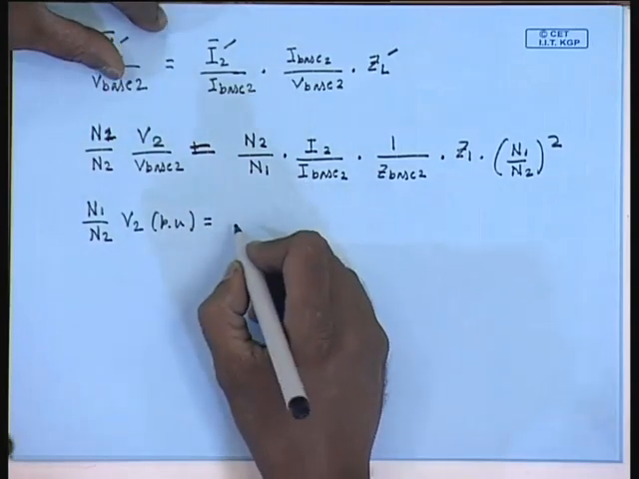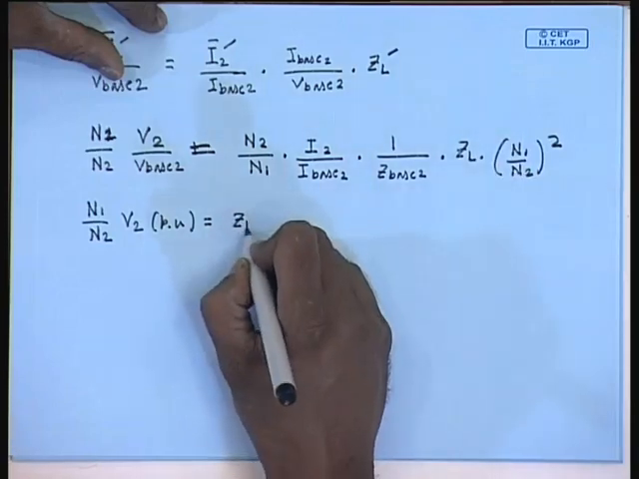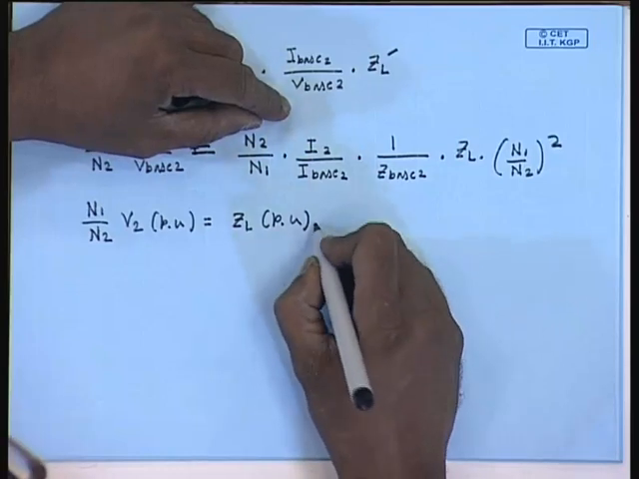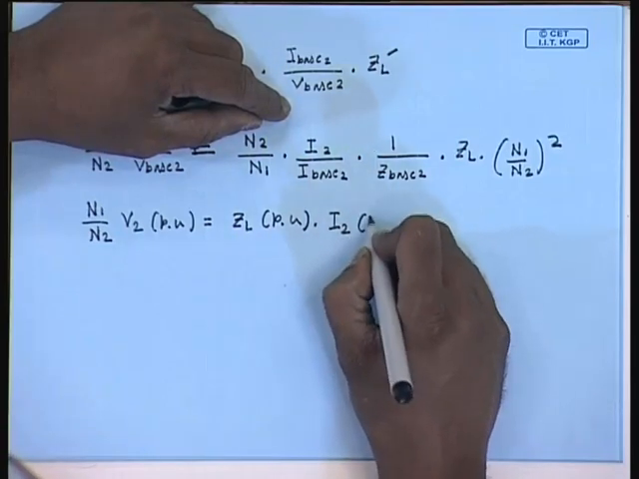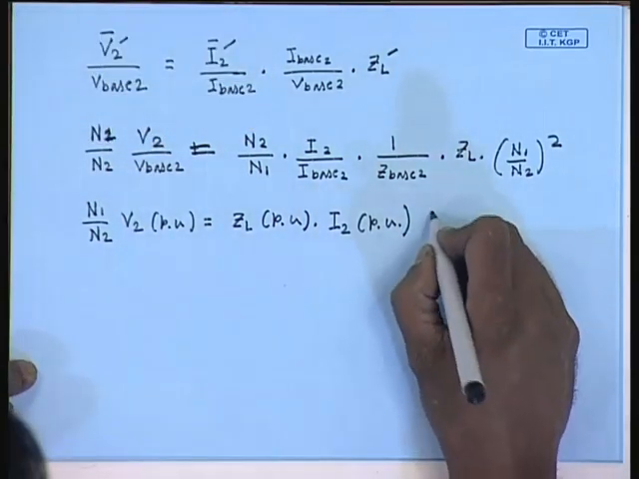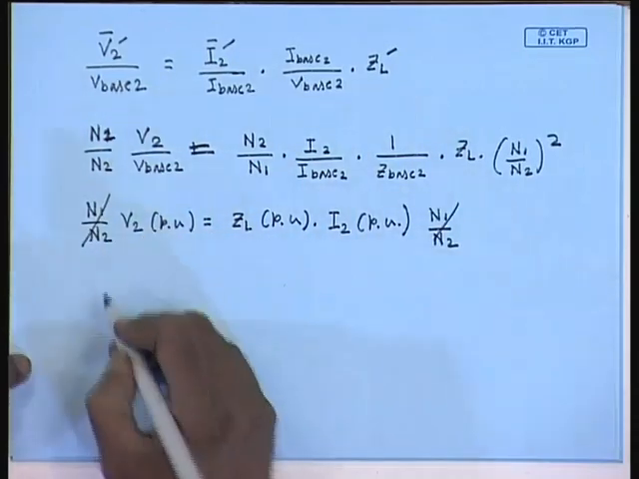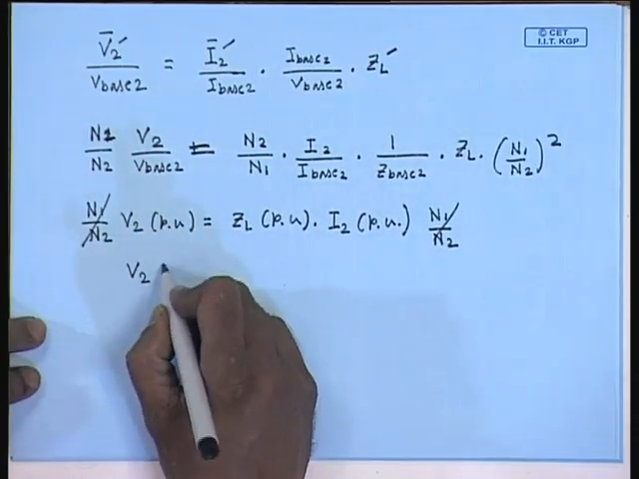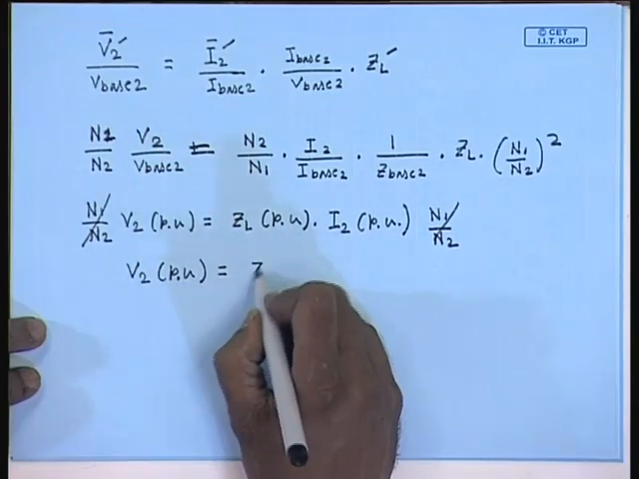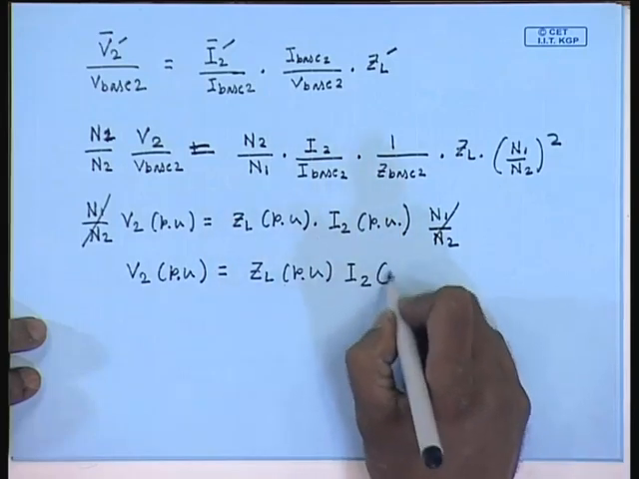equal to Z L per unit into I2 per unit into N1 by N2. Cancelling N1 by N2 from both sides, we have the per unit relation V2 per unit equal to Z L per unit into I2 per unit.